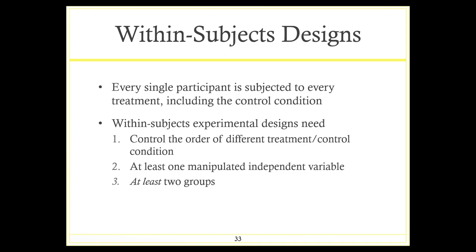If you just have one group, that won't give you the power to control for the order of different treatment and control conditions, right? So you have at least two types of orders. If you have two conditions, you have control and treatment. So you can have two groups, with one group given the treatment first and the control second, and the second group given the control condition first, then the treatment condition.